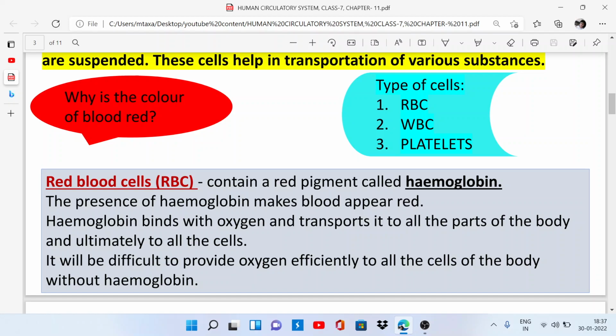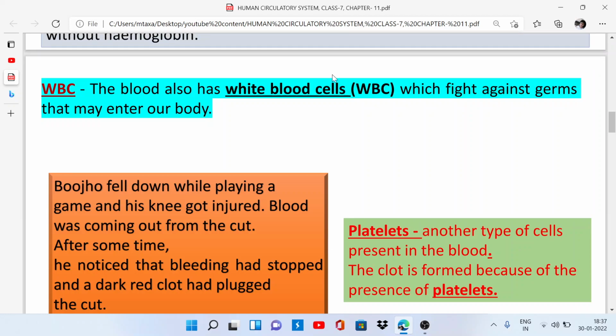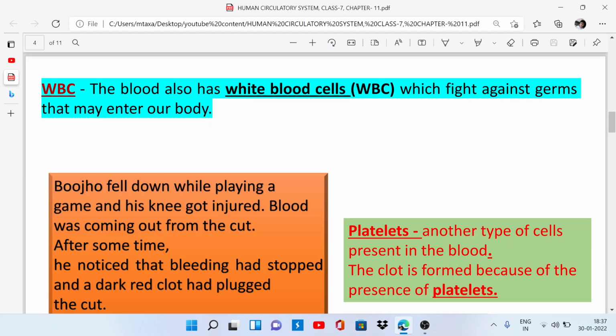If there is no hemoglobin, then it will be very difficult to provide oxygen efficiently to all cells of the body. Another type of blood cell present in our blood plasma is white blood cells. These white blood cells give us the strength to fight against germs, disease, and bacteria which may enter our body.